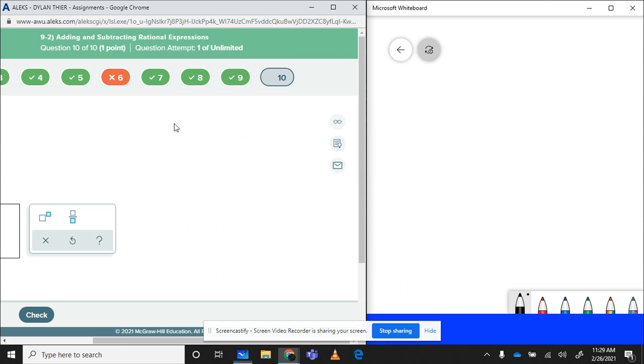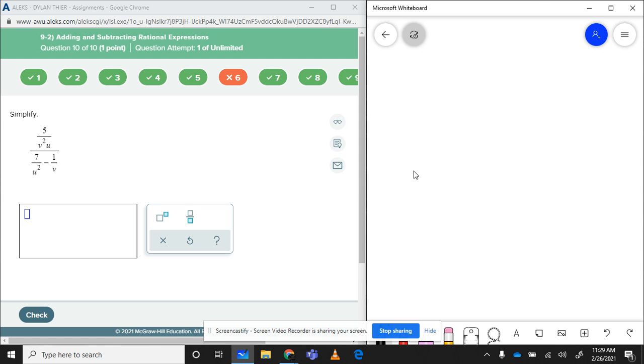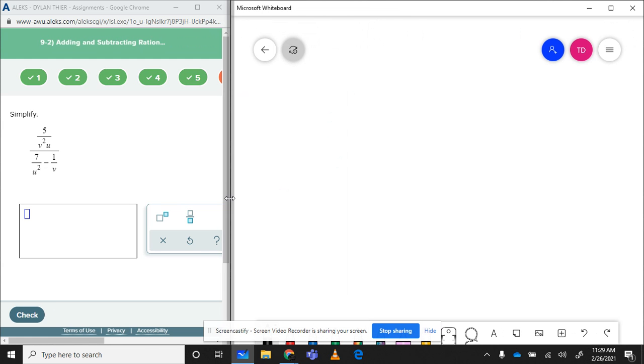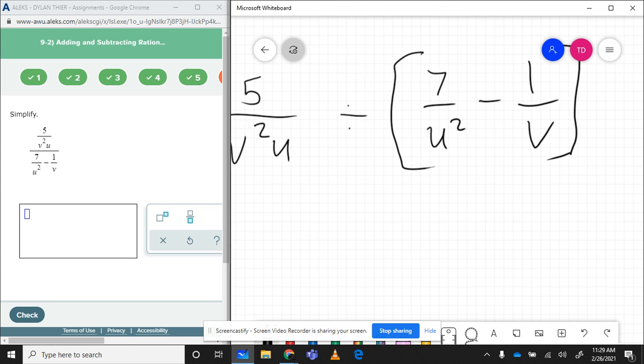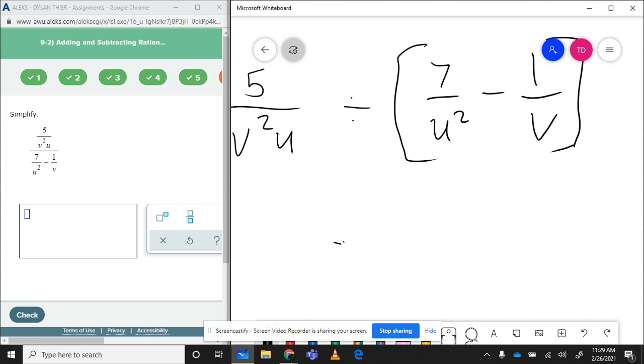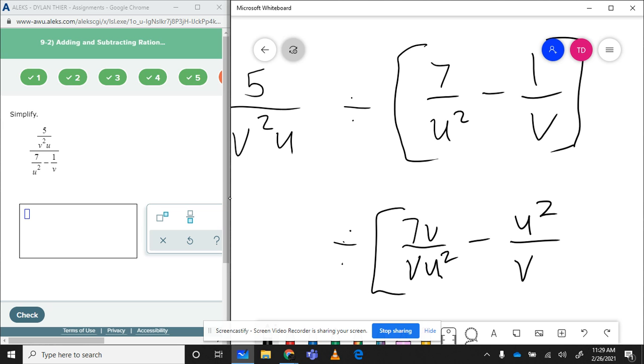All right, last one on this one. I'm sure it'll be the easiest one yet. Okay, let's see what we got. So 5 over v squared u, and then we're going to do that divided by the quantity 7 over u squared minus 1 over v. We're going to get that right side simplified. So that's going to be divided by the quantity 7v over v u squared minus u squared over v u squared.